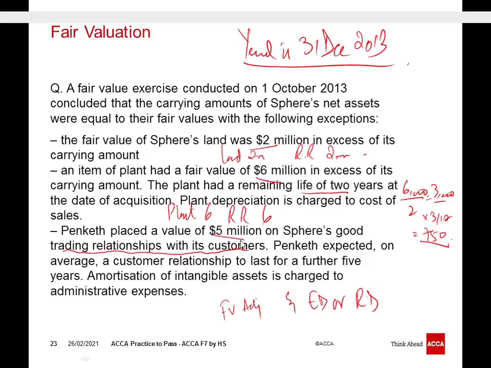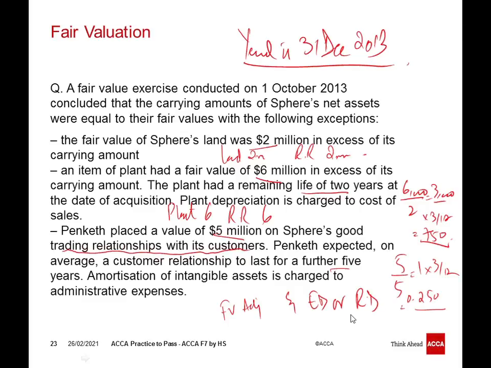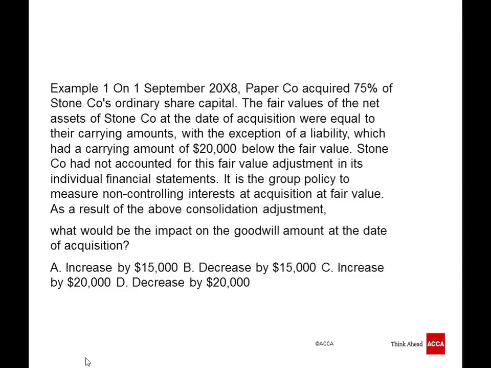But for the purpose of consolidation, we can recognize this. So there will be a gain of 5 million. The customer relationship will last for 5 years. So 5 divided by 5 will be 1 million, into 3 by 12. So it will be 250, 0.25. That's fine. So I hope it's clear now.